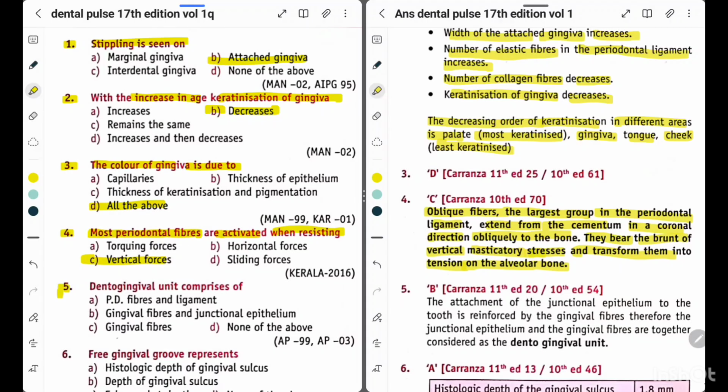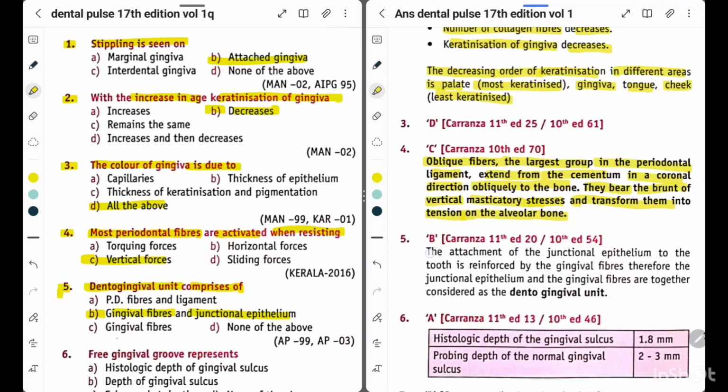Now question 5. Dentogingival unit comprises of. So the answer is option B, gingival fibers and junctional epithelium. The attachment of the junctional epithelium to the tooth is reinforced by gingival fibers. Therefore, the junctional epithelium and the gingival fibers are together considered as dentogingival unit.